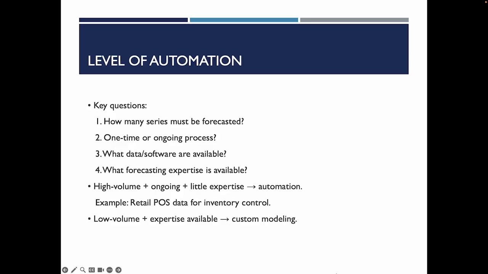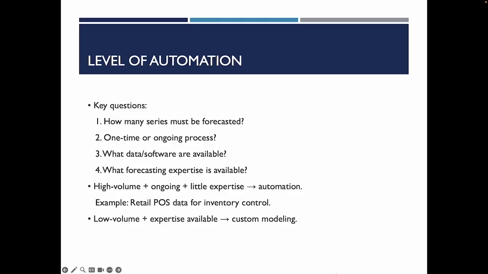Level of automation. Also, we have to look at many questions when we think about the level of automation. The level of automation is about how much human involvement is needed in the forecasting process. So how many series? Is it just one, or do we have thousands of series? Is it every product in every store? Look, every product in every store, absolutely, we need the automation here, not you. Is it one-time or ongoing? A one-off forecast for a project, or regular weekly, monthly forecasts?